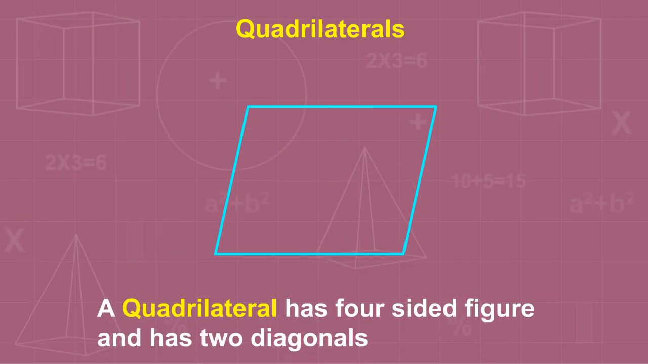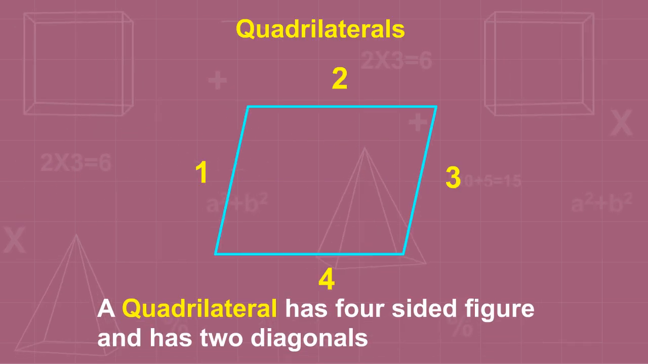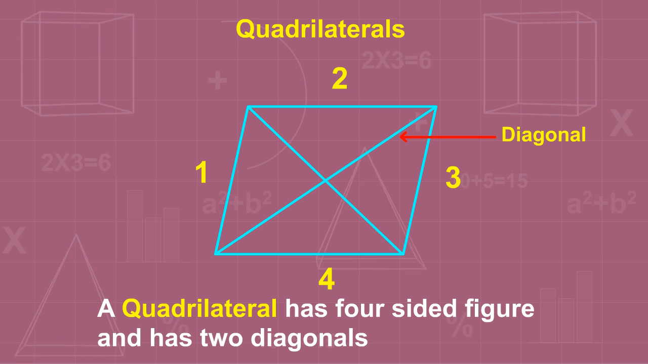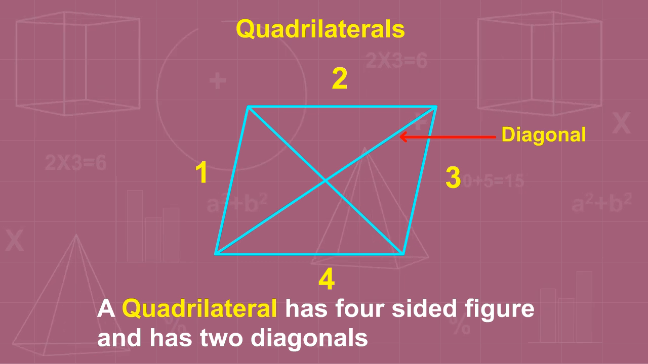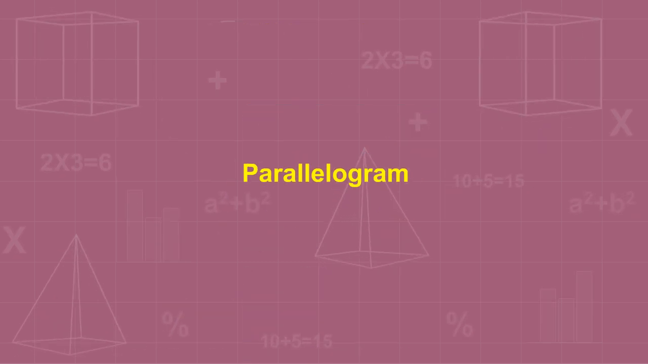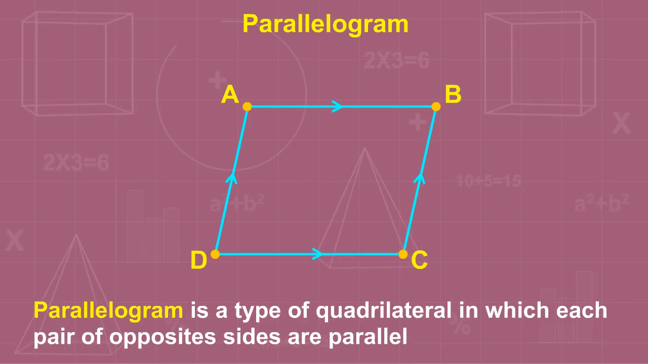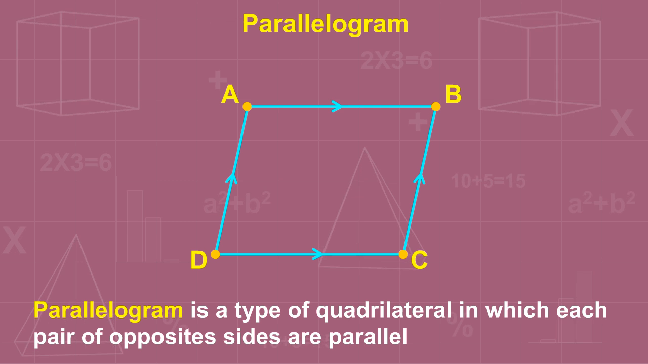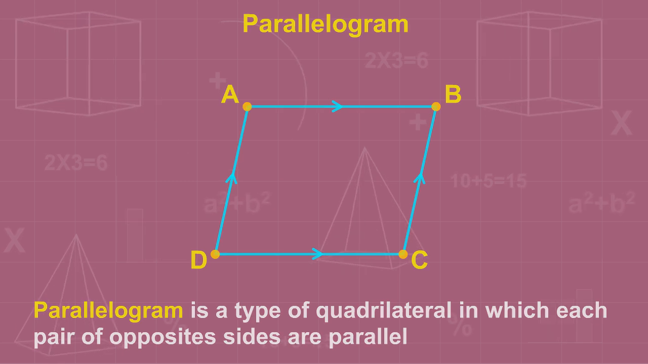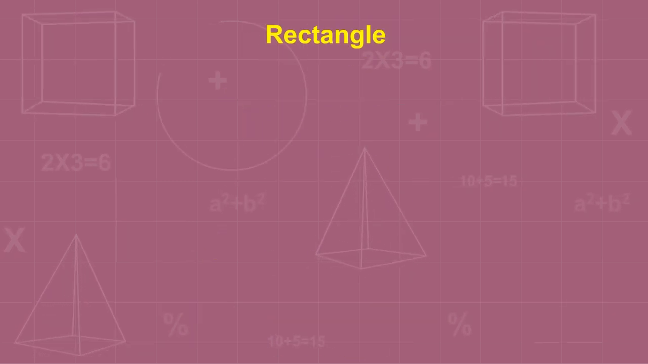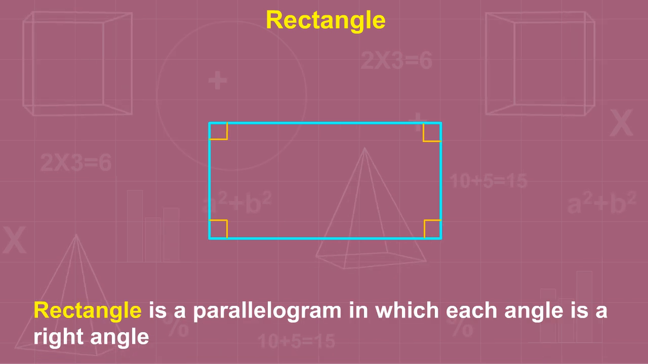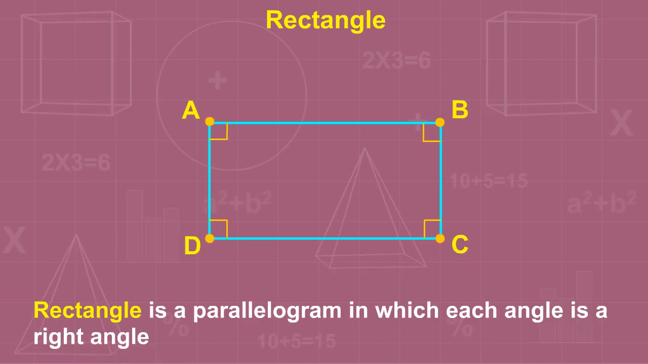Quadrilaterals. A quadrilateral is a four-sided figure and has two diagonals. Let's learn about some quadrilaterals. Parallelogram. A parallelogram is a type of quadrilateral in which each pair of opposite sides are parallel. Rectangle. A rectangle is a parallelogram in which each angle is a right angle.